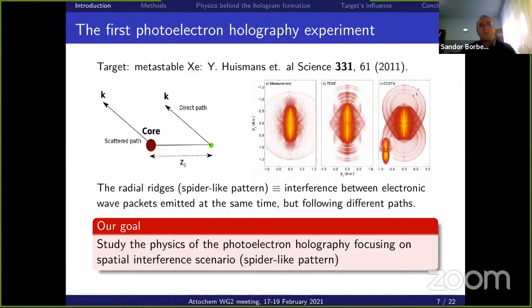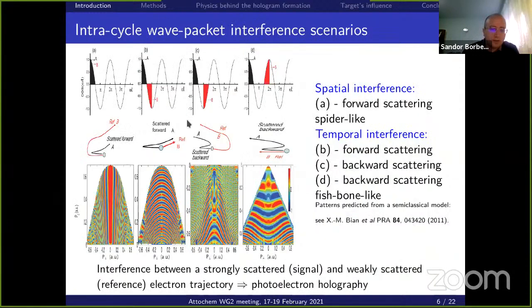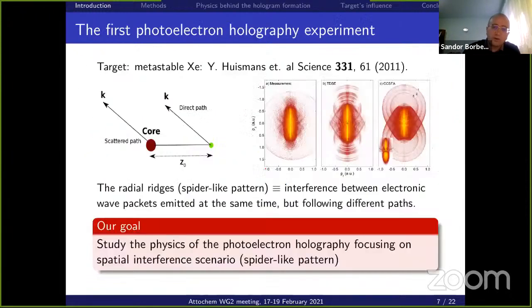Photoelectron holography was first experimentally observed 10 years ago by Imke Huntsman and co-workers. As a target, they used a metastable xenon atom, and in the measured photoelectron distribution they observed a very nice interference pattern, which is very similar to this spider-like structure, or spatial interference effects.